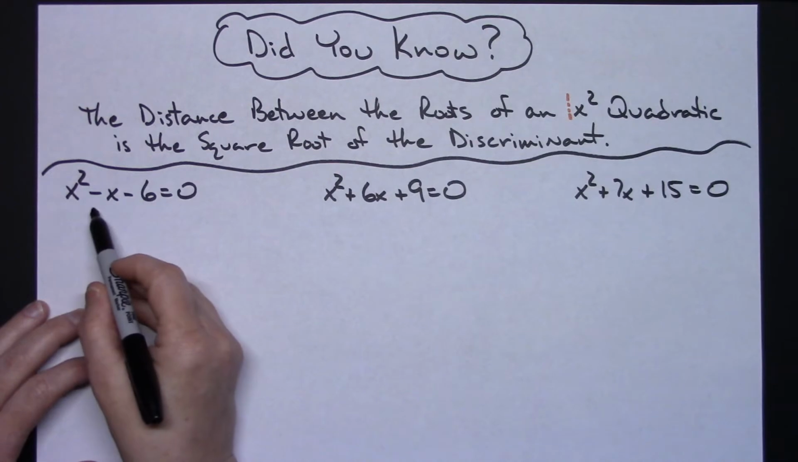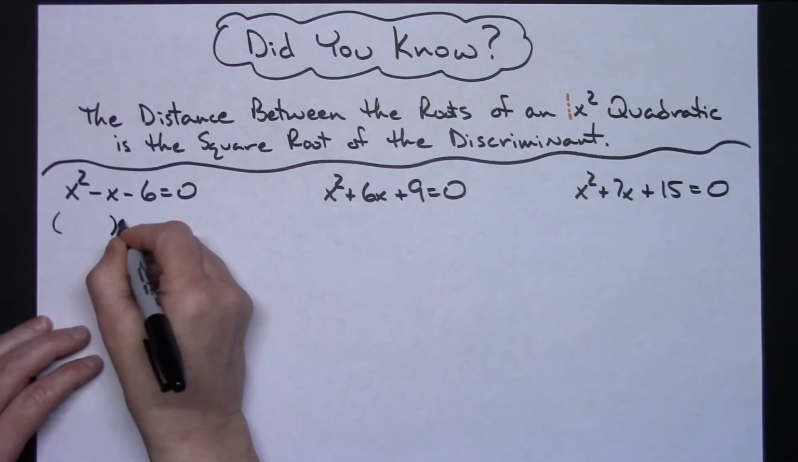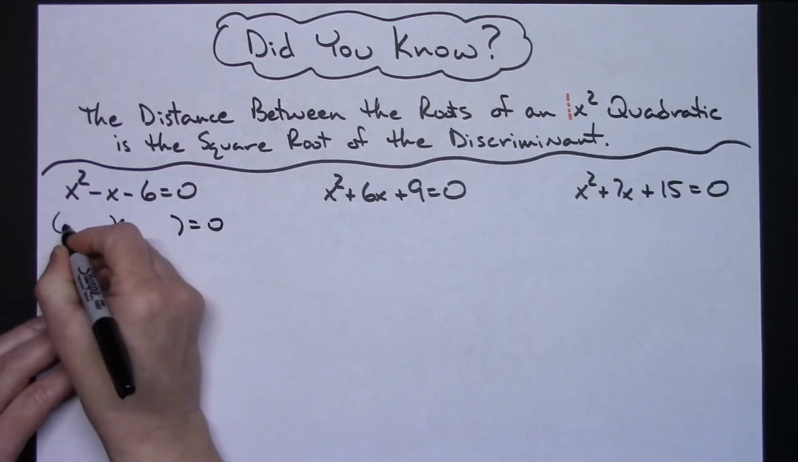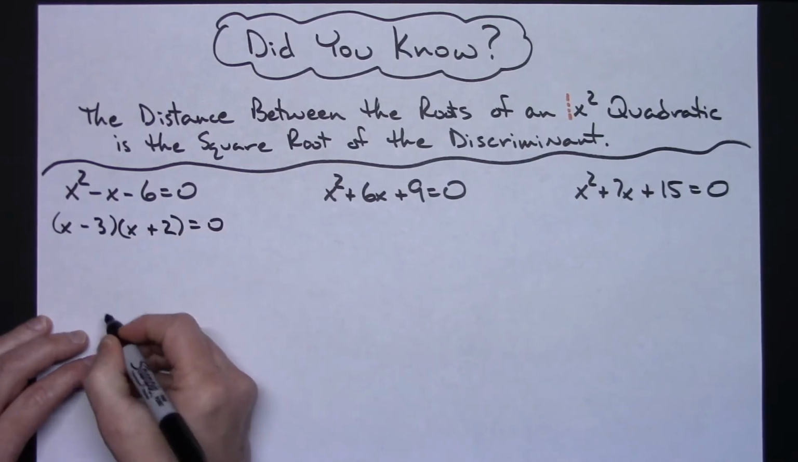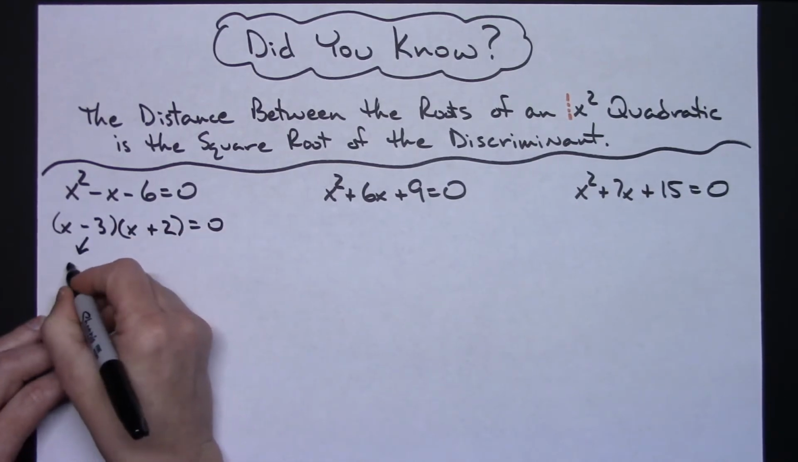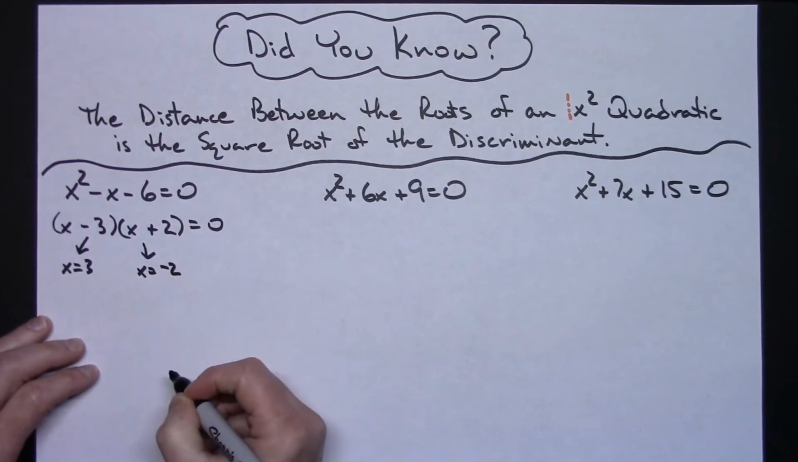Let's say I've got x squared minus x minus 6 equals 0. So I've got a quadratic here with that leading coefficient of 1. I'm going to go ahead and factor this into x minus 3 and x plus 2. That's going to make our roots at x equals 3 and x equals negative 2.